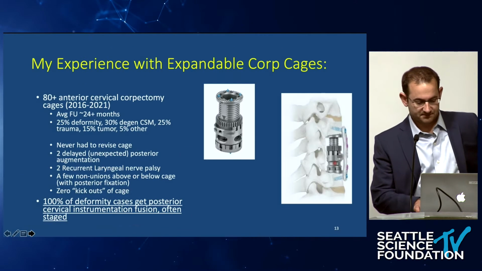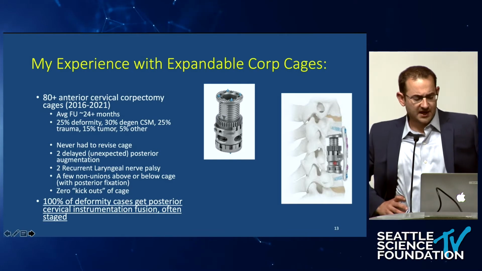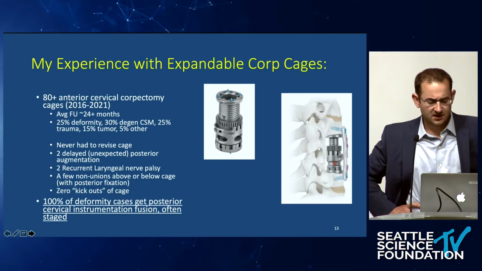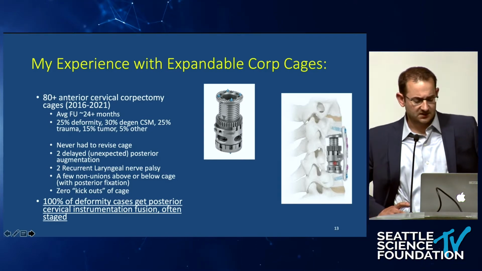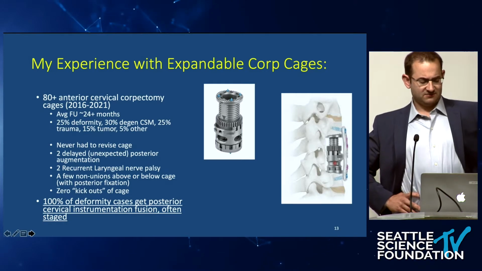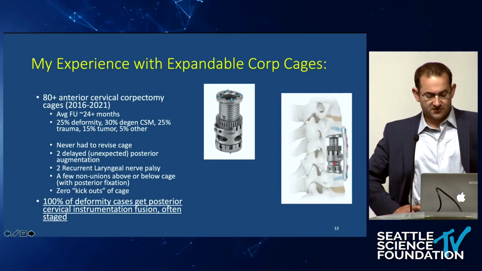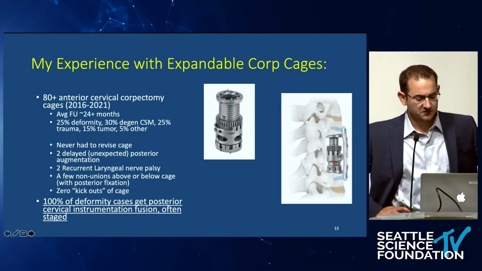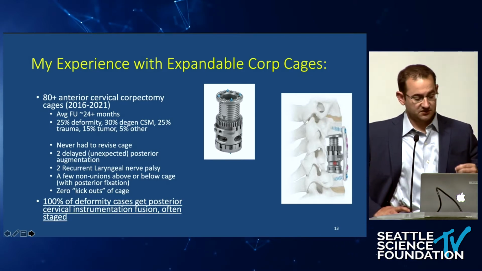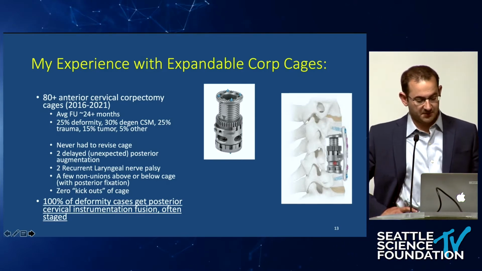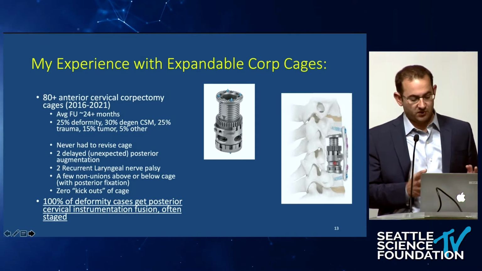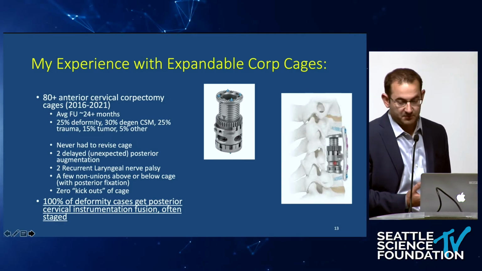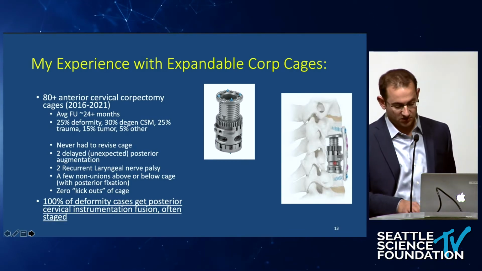And so in the cervical spine, my experience for the last 5 years is I put in over 80 of these expandable cages, happen to use all of the Globus type. And, in my series, roughly 25% have been for deformity, 30% have been for degenerative CSM, and the rest for trauma and tumors. But I've never had to take out a cage or revise a cage. I've had a few standard complications, but I want to emphasize for cases of quote-unquote cervical deformity, I'm backing up these cases 100% of the time with posterior instrumentation and sometimes some additional work.